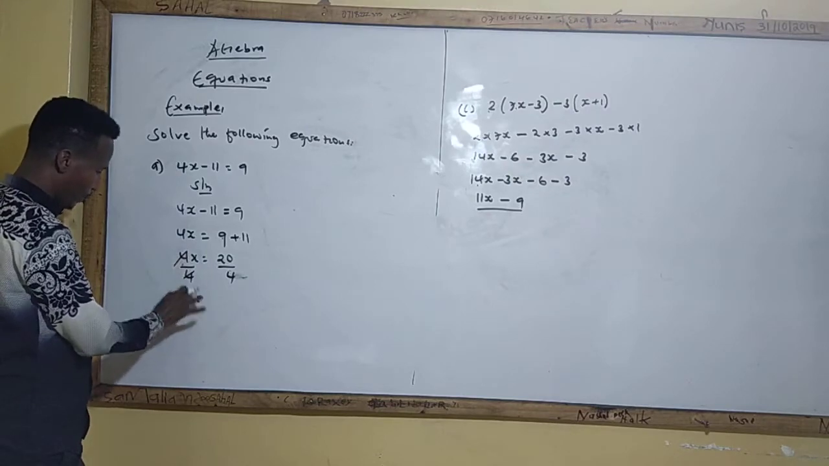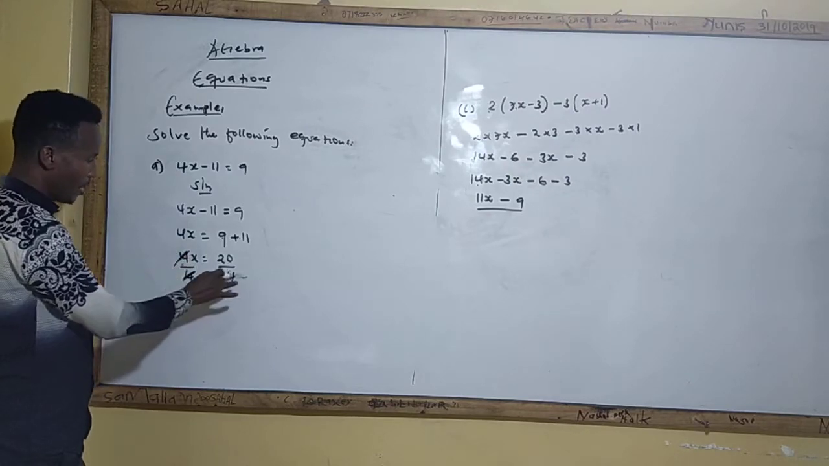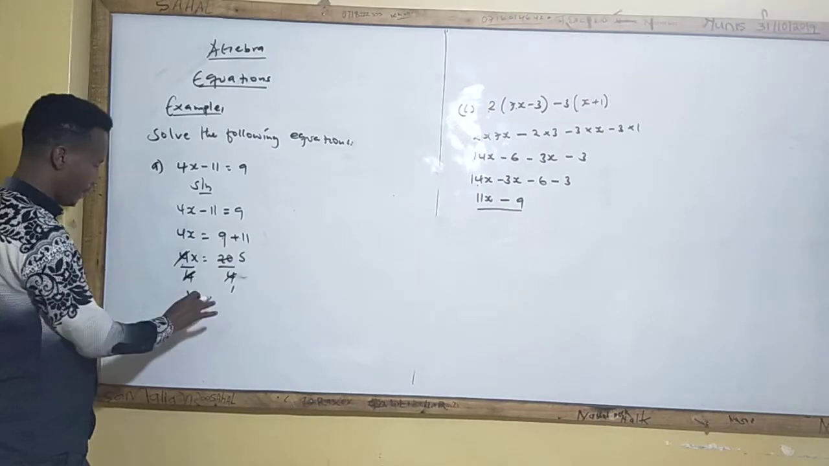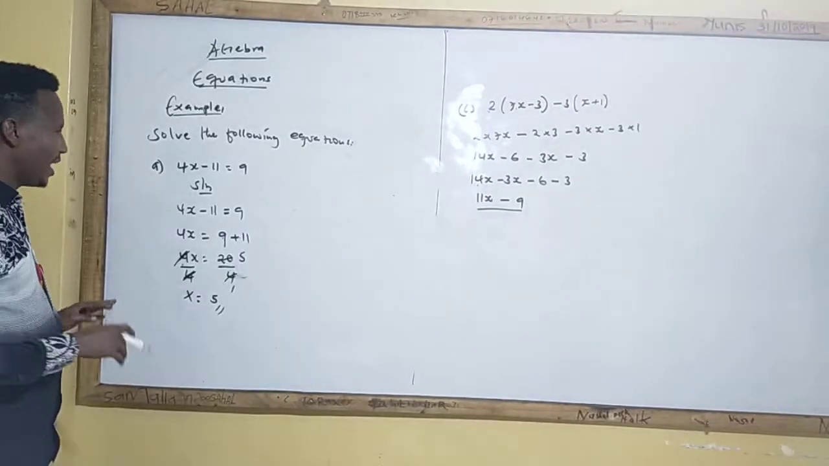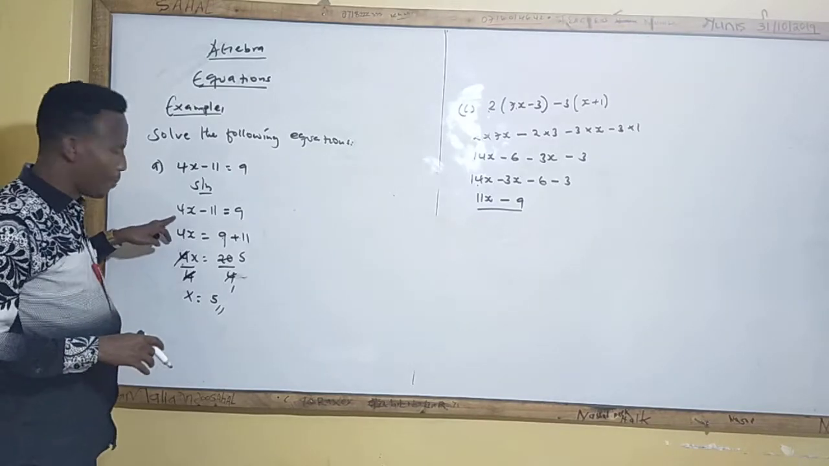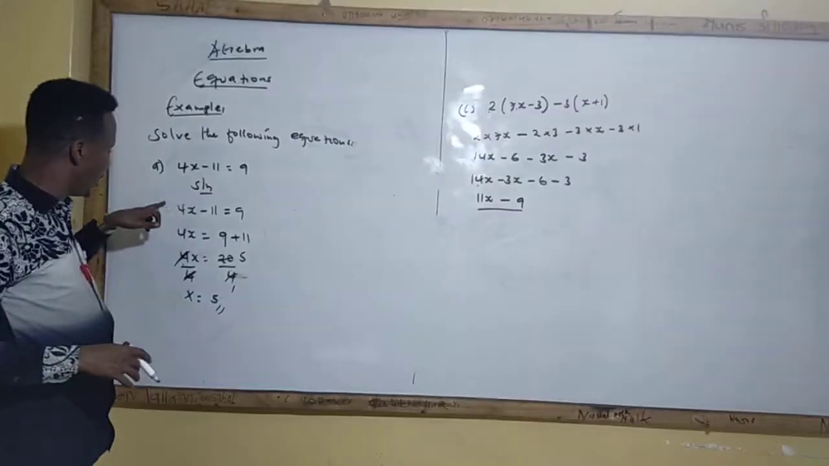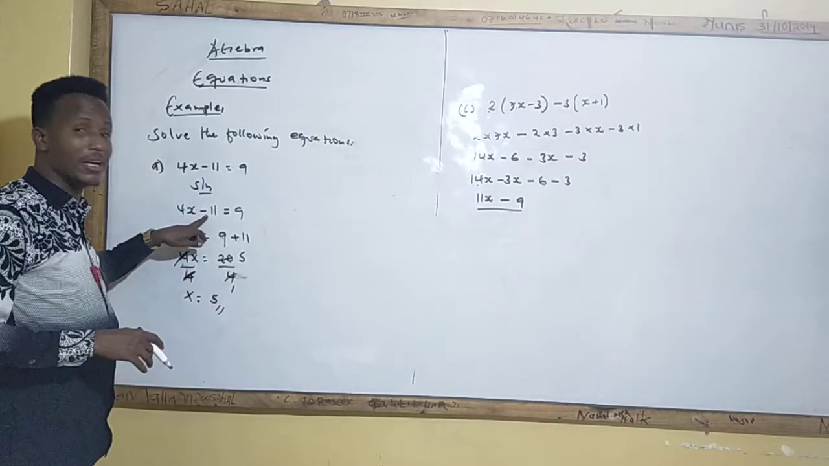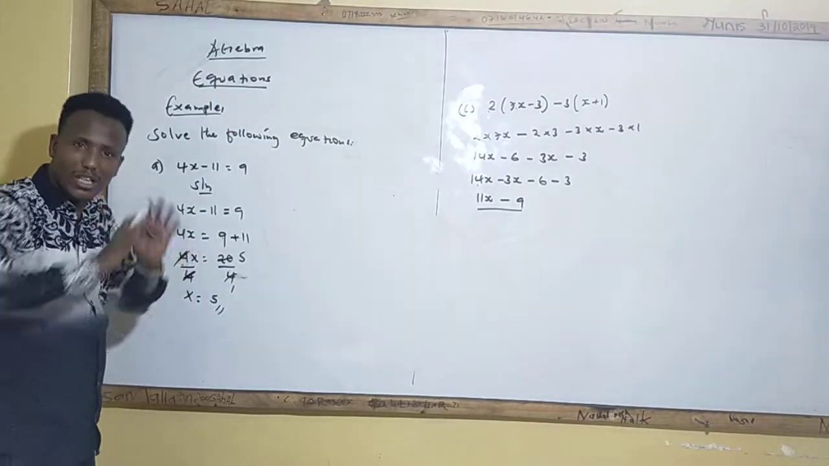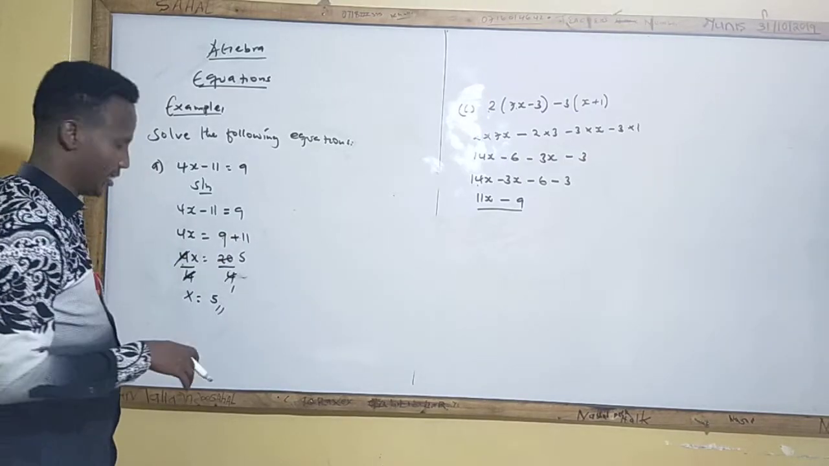So you are left with x, because the moment you cancel these two, 20 divided by 4 is 5. That is the value of x. Now you can confirm by substituting this value here. You can say 4 times the x value, which is 5, is 20. 20 minus 11 will give you 9. So that's foolproof. Just understand that.